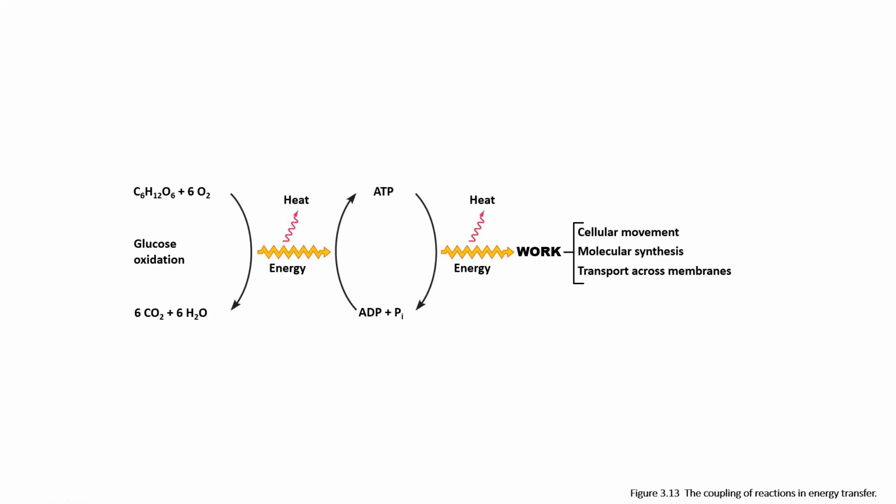Recycling, getting rid of waste or trash material in the cell as well. Also making molecules, and then transporting things across the membrane. So those are some examples of what we mean when we say cellular work, and that requires the energy that we have stored in ATP that we actually liberated from the food we eat, in other words, glucose, okay?